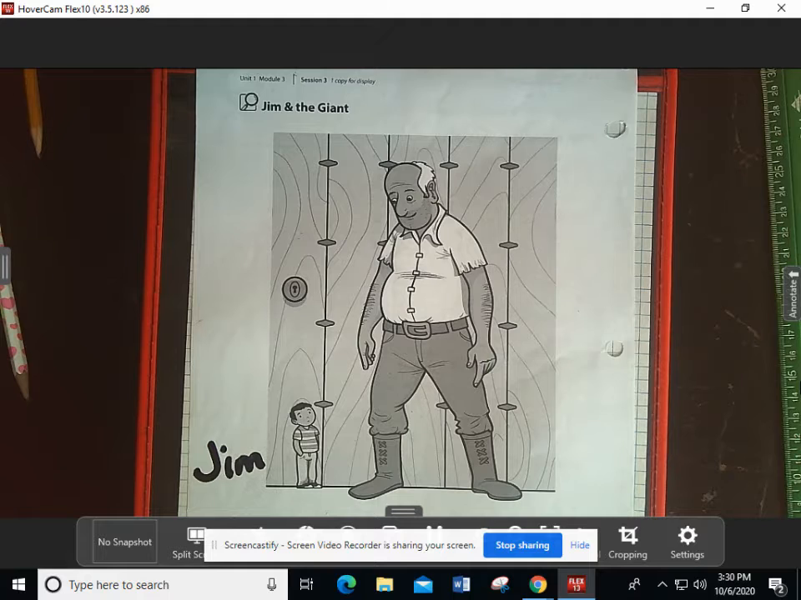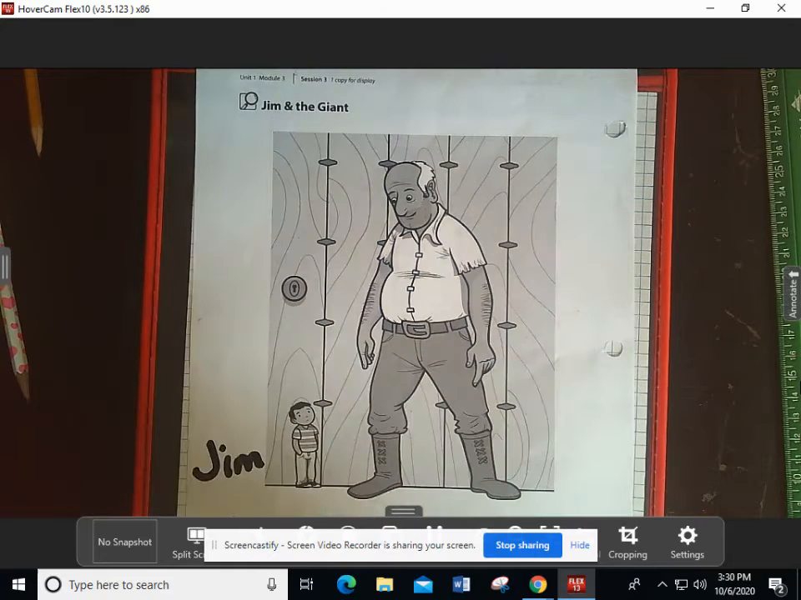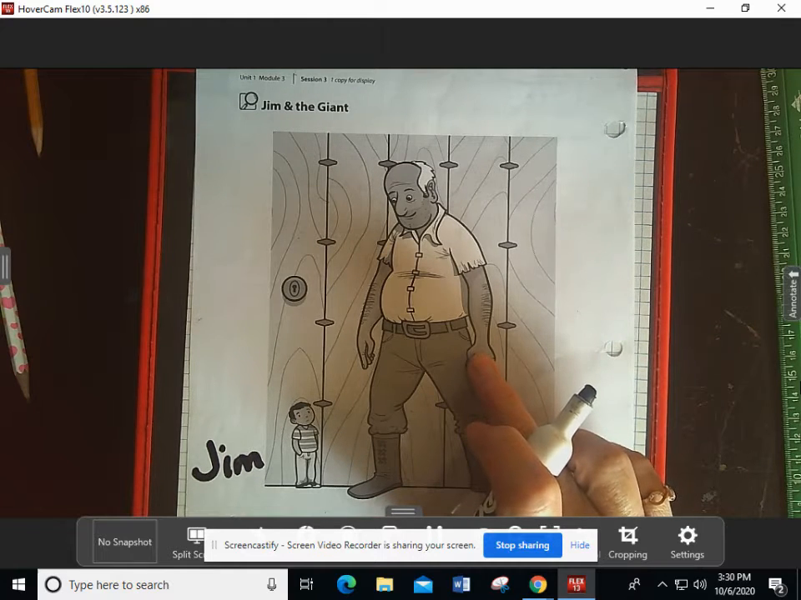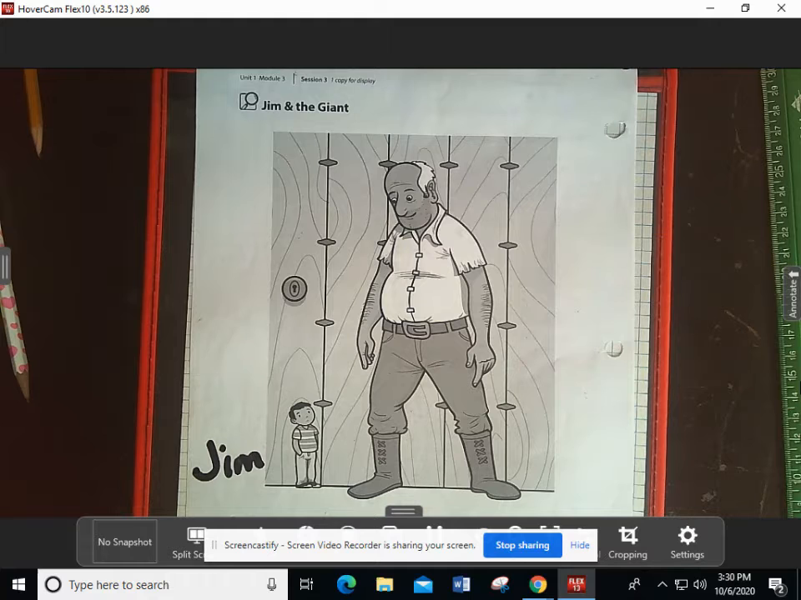Okay. Our first question is this. Sam says the giant is 3 times as tall as Jim. Well, here's Jim. Is the giant 3 times as tall? Yes or no? Do you agree with him? Talk with someone at home.